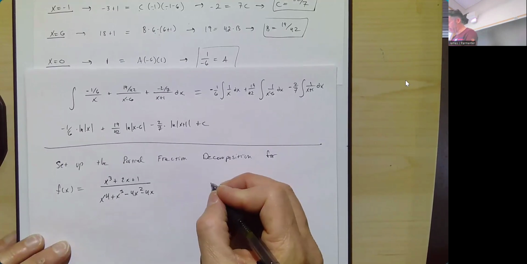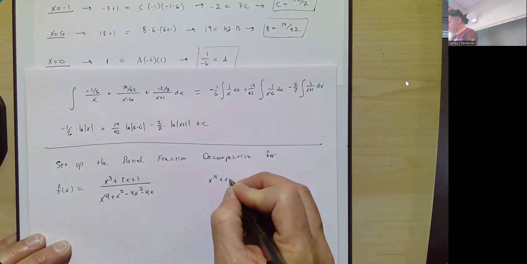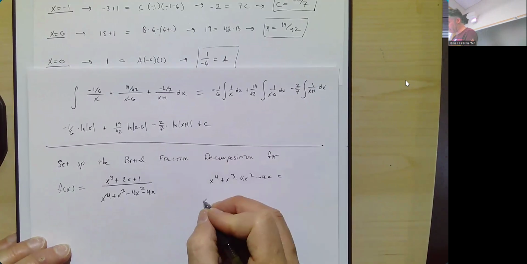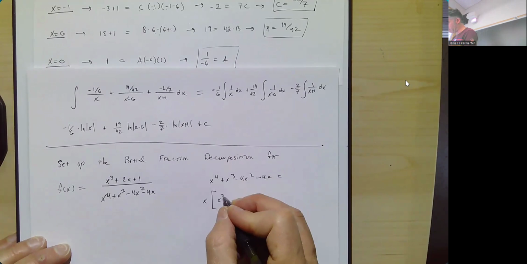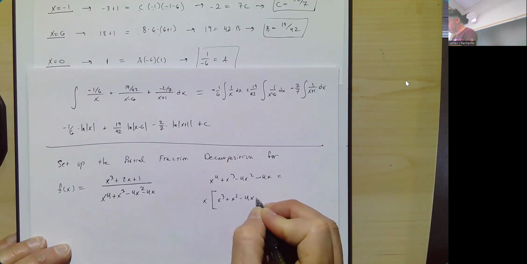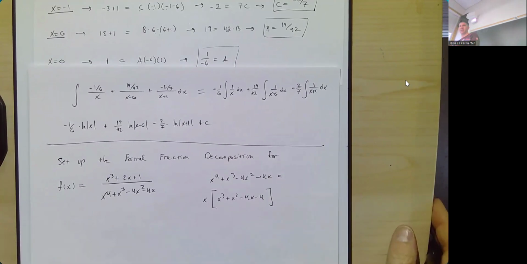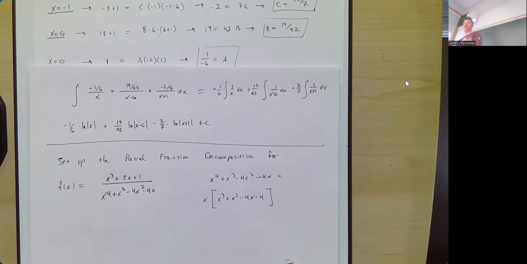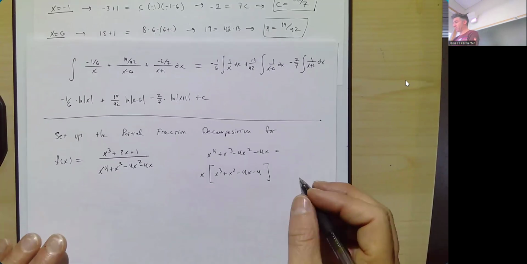X. So I'm going to rewrite x to the 4th plus x cubed minus 4x squared minus 4x as x times x cubed plus x squared minus 4x minus 4. But then what about the rest of this? Well, there is kind of a tricky thing happening here, which is that we can factor the rest of this using factoring by grouping. If you have an even number of terms, 4 in this case, you might try factoring by grouping if nothing else seems obvious.